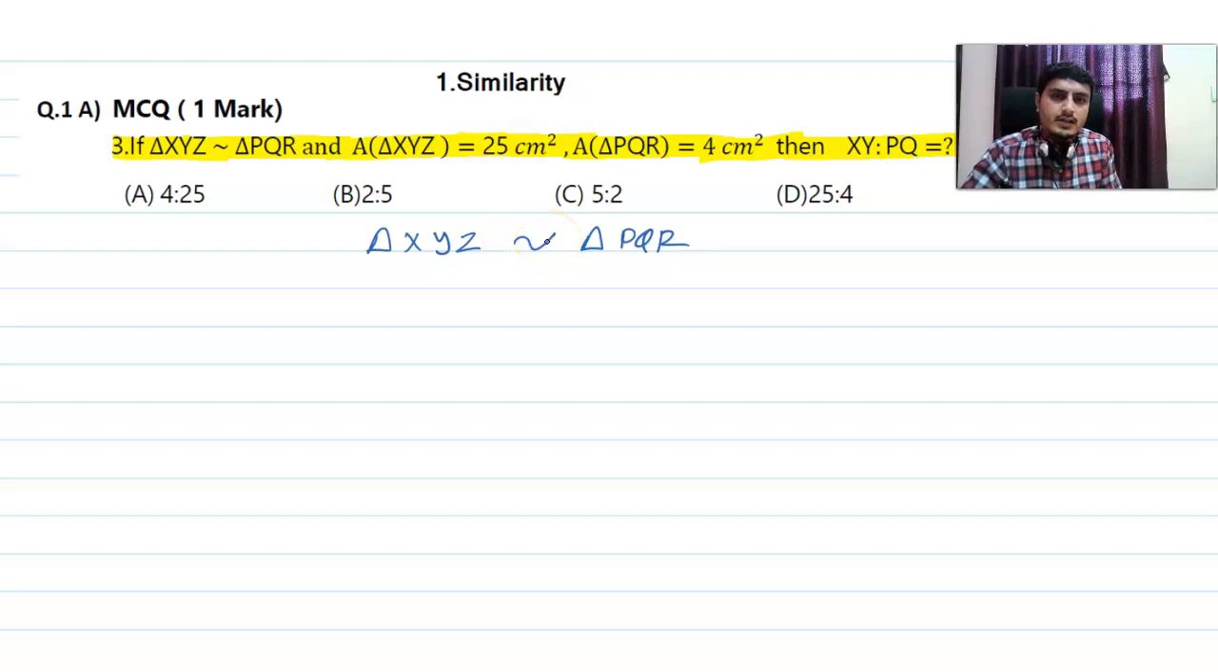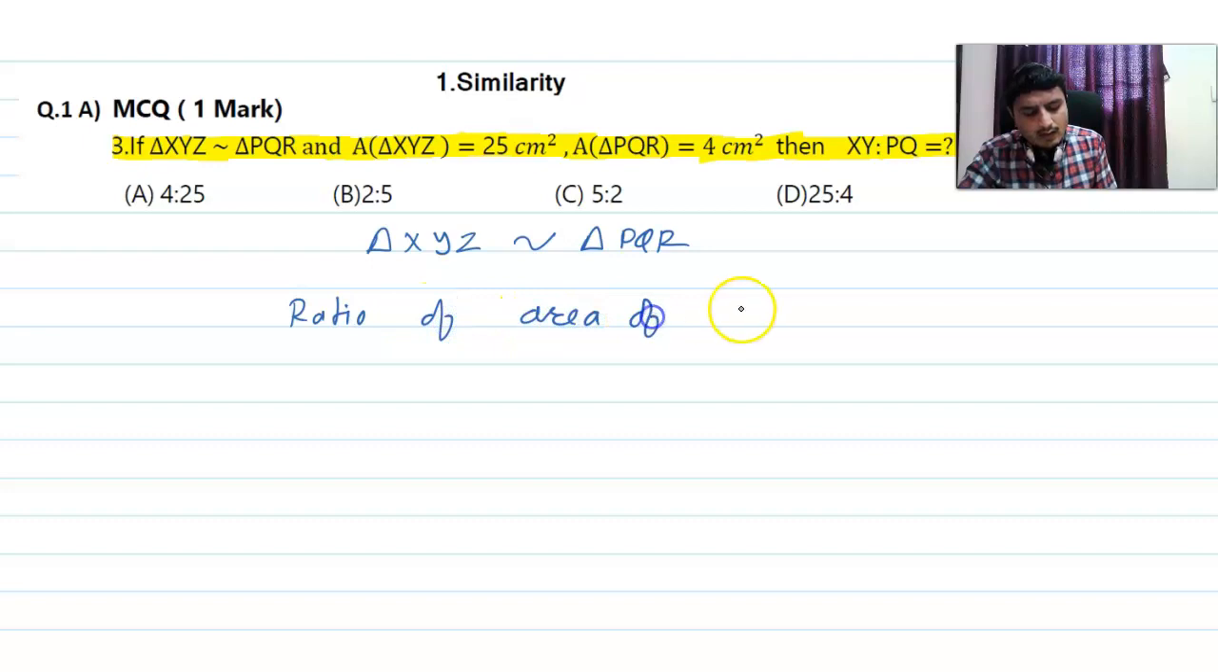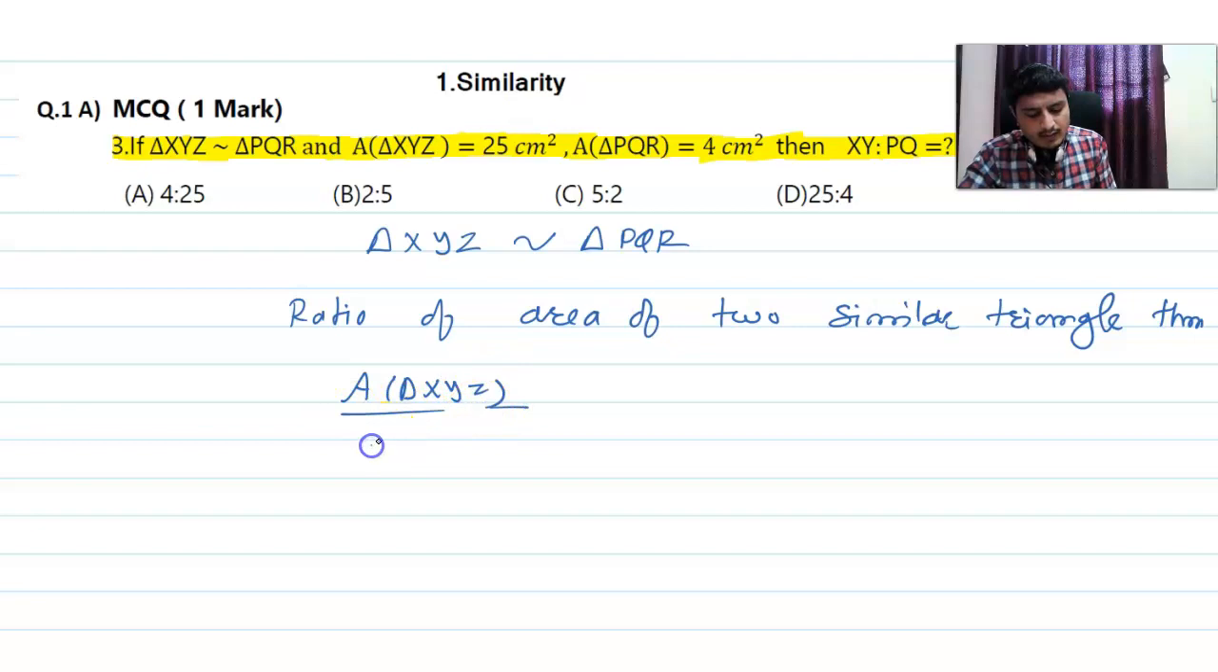Now once the triangles are similar, then what about their ratio of area? So we have by the ratio of areas of two similar triangles theorem. What we have? As per the theorem, area of triangle XYZ divided by area of the other triangle PQR is equal to the ratio of squares of their corresponding sides.